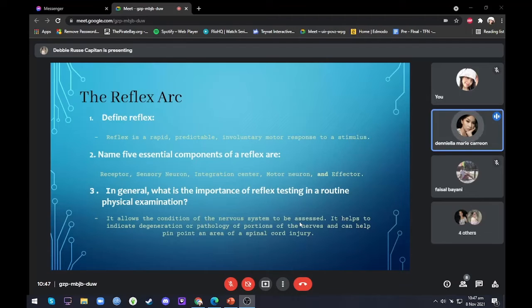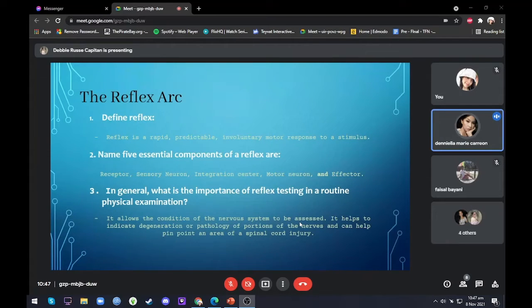So, number one, define reflex. Reflex is a rapid, predictable, involuntary motor response to a stimulus. Number two, name five essential components of a reflex. Receptor, sensory neuron, integration center, motor neuron, and effector.